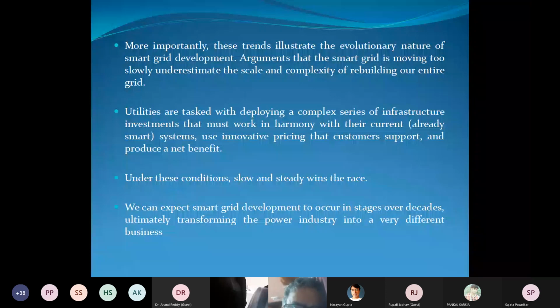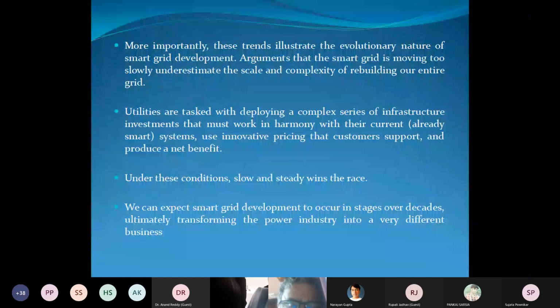But there is one. More importantly, these trends illustrate the evolutionary nature of smart grid development. Arguments that the smart grid is moving too slowly underestimate the scale and complexity of rebuilding our entire grid. Time to lagega bhaiya, anything good takes time. Rome was not built in a day.